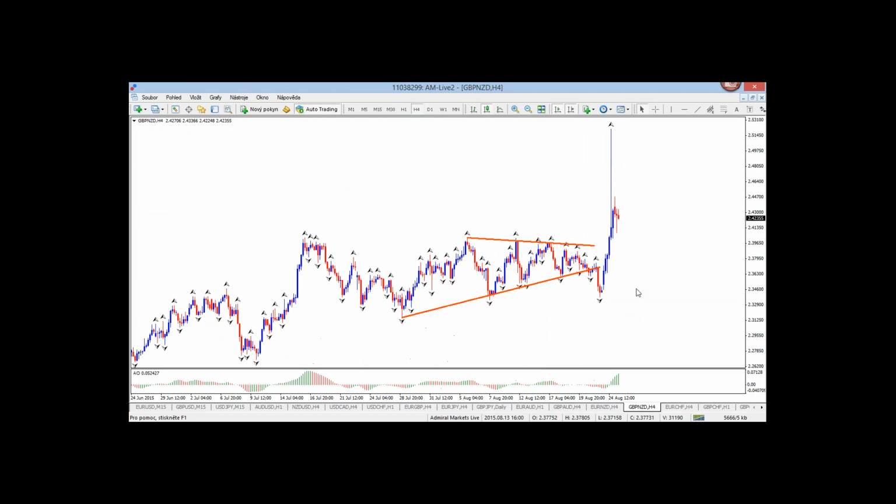This is one of those cases where we had a break of the triangle that turned out to be a false break, and you get the true intent to the opposite side, and then the break of the triangle to that side. But that's difficult to trade with such power moves. Also almost 2,000 pips. So yeah, it's a bit of a crazy market, obviously.